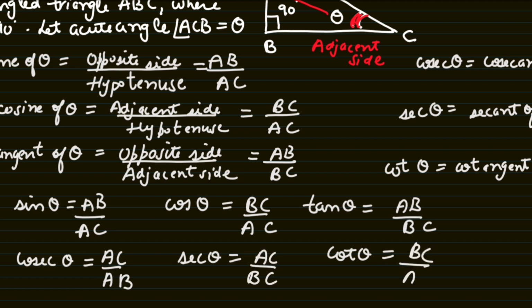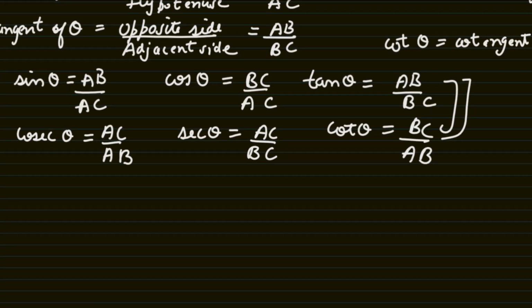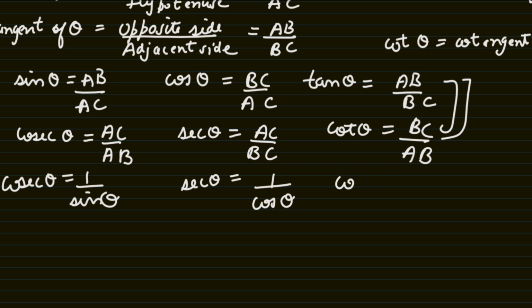So can you spot any relationship between these trigonometric ratios? Yes. Cosecant theta is 1 upon sine theta. Sine theta is AB upon AC and cosecant theta is AC upon AB. They are reciprocal of sine theta. Similarly, secant theta is reciprocal of cos theta and cot theta is reciprocal of tan theta. So these are the relationships between these 6 trigonometric ratios.